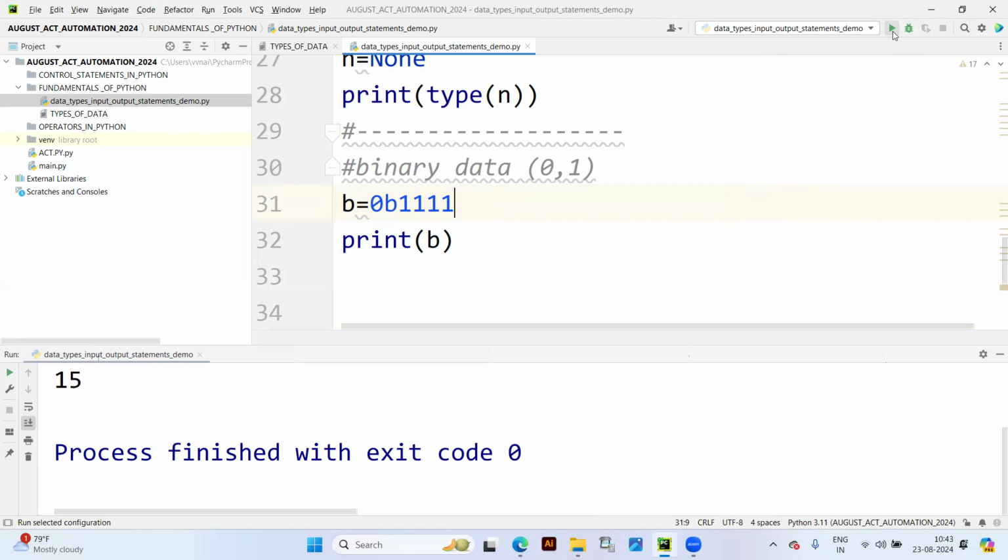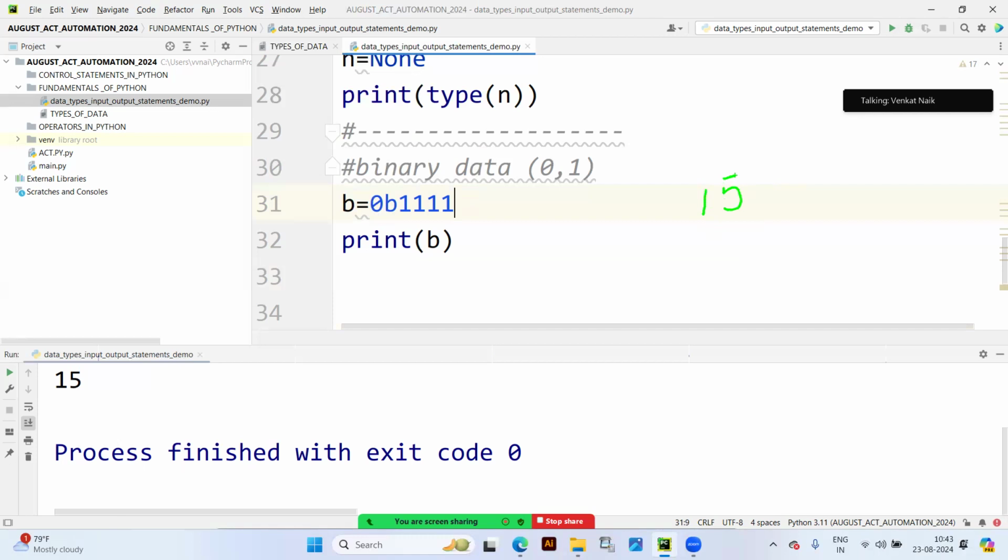Yes or no? If you have a decimal value, now you take the reverse. What reverse are you going to take now? 15. 15 is the decimal value, right? I want to convert this decimal 15 into binary. Then what should you do? Divide this 15 by 2: 2 sevens are 14, right? Remainder is 1. Yes or no?